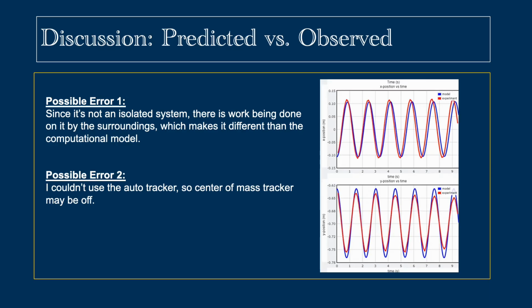So as we can see here, this is the difference between the predicted versus observed. The possible sources of error that could show why there's a difference between the predicted versus observed are that since it's not an isolated system, there is work being done on it by the surroundings, which makes it different from the computational model. Another source of error is that I couldn't use the auto tracker, or I didn't know how to work it. So the center of mass tracker for each iteration may be slightly off.